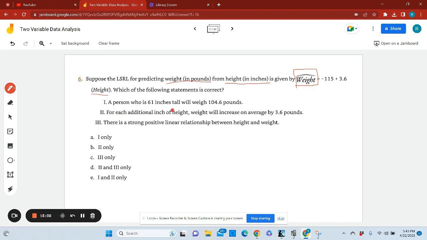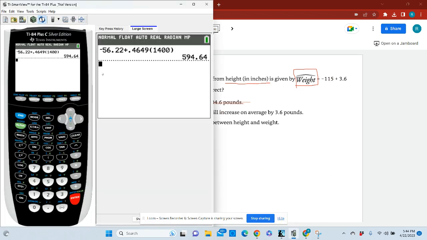So 1 says a person who is 61 inches tall will weigh 104.6 pounds. This is not true, right? If you plug 61 inches into the regression equation for height, you are going to get 104.6 pounds, right? Watch. Negative 115 plus 3.6 times, we said 61 inches, right? And it is going to give me 104.6.